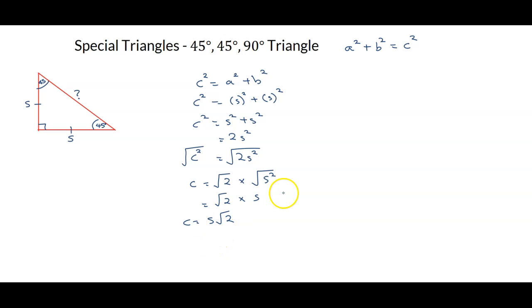So that simply means that if I have a 45-45-90 triangle and I'm given the sides, your hypotenuse is going to be side multiplied by square root of 2. And if I have the hypotenuse given and I need to find one of the sides, then your side is going to be hypotenuse divided by square root of 2. Or you can simply say that this is the same as hypotenuse multiplied by the square root of 2 divided by 2.